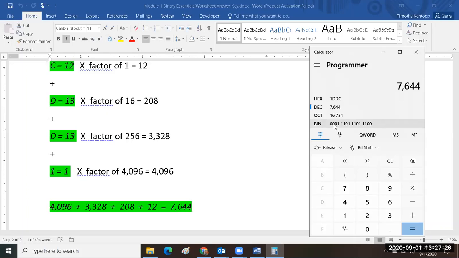Gives me my binary value of 0001, 1101, 1101, 1100. So I have the 1 delta delta Charlie, right? I'm going to divide by 4. And now I have a hex value of 777. Any questions on item 5?